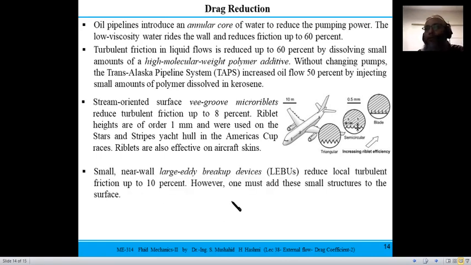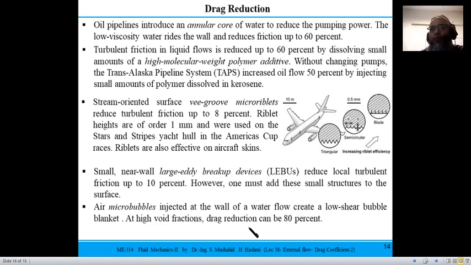I mean, in turbulent flows, we know some eddy formation takes place, some large eddies and some smaller eddies. So what they do is make the structure in such a manner that the large eddies break up into smaller eddies. So this reduces turbulent friction up to 10%. So some small structures are added to the surfaces.